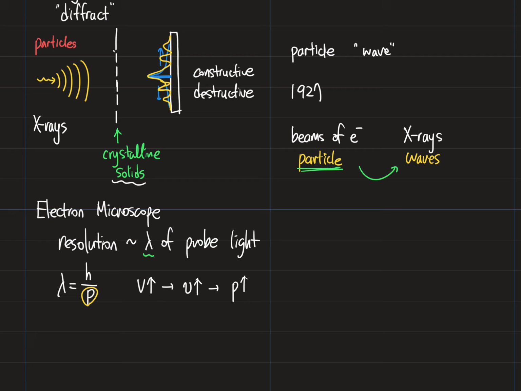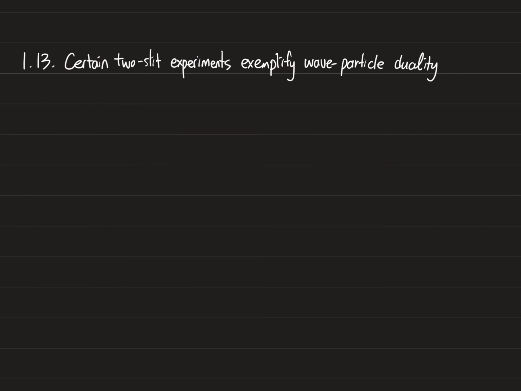Okay, let's close this section here and move on to the next page. Okay, so section 1.13, certain two-slit experiments exemplify wave-particle duality. This is also a very important section, but I will not discuss this subsection in our lecture because most of the contents are already discussed in the general physics lecture. So let's move on to the next section.